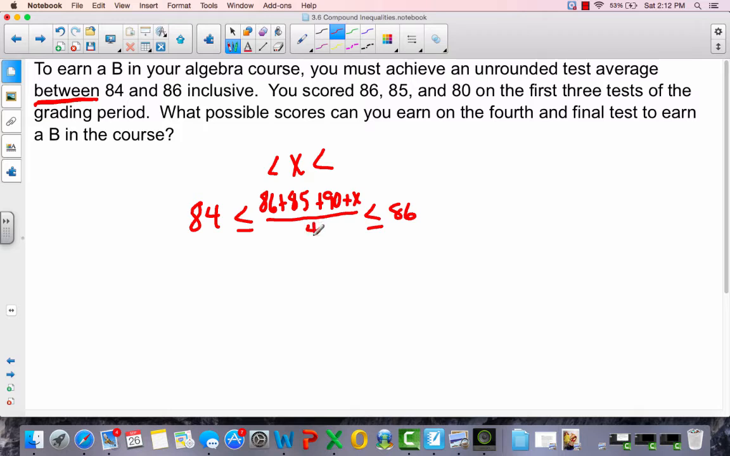So to get your average, you would add up these 4 and divide by 4 tests. So now we've got our compound inequality, and that wasn't too bad to write. So we've got 84 is less than or equal to (251 plus x) over 4, which is less than or equal to 86. Now to solve that, we've got to multiply by 4 on all sides.